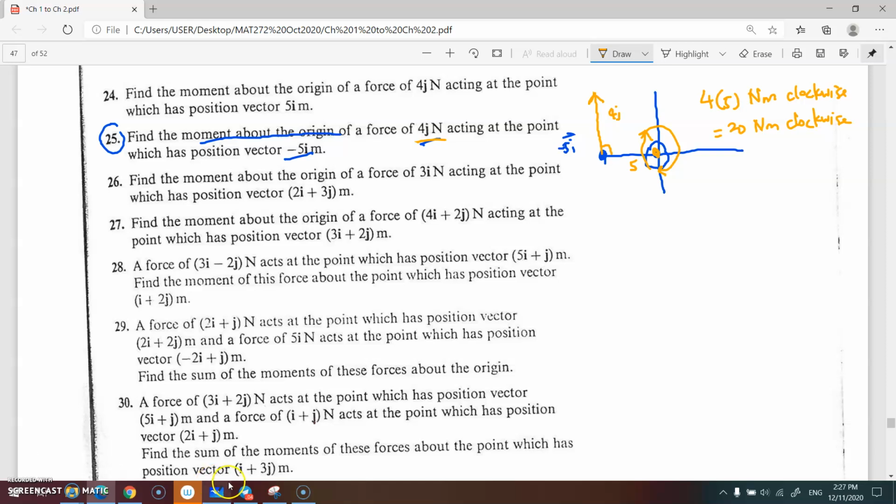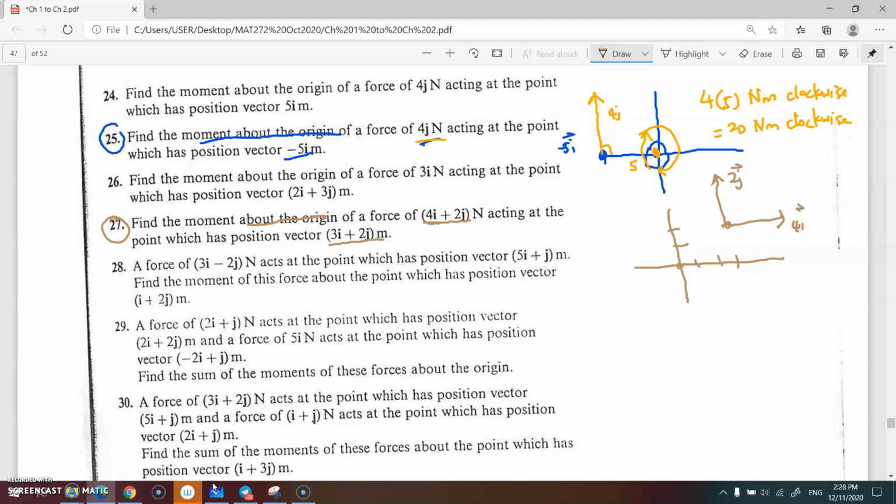Question number 27. Okay, let's move on to question number 27. Okay, question 27, find the moment about the origin, same as question 25, with a force of 4I plus 2J, which has a position vector of 3I, 2J. So it means that 3, and then 2 for J. So we have a position vector here. Okay, and then start from 4I. So we have 4I and then we have 2J here.